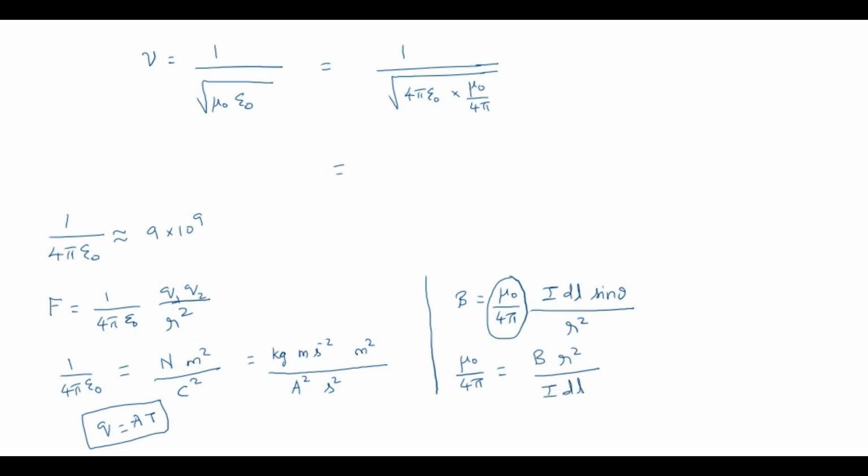Sin theta has no units, right? We know that the force between two parallel or anti-parallel conductors is F equal to B into current into L. From this we can find B, B is equal to F by IL, which is equal to F r square by I square L.